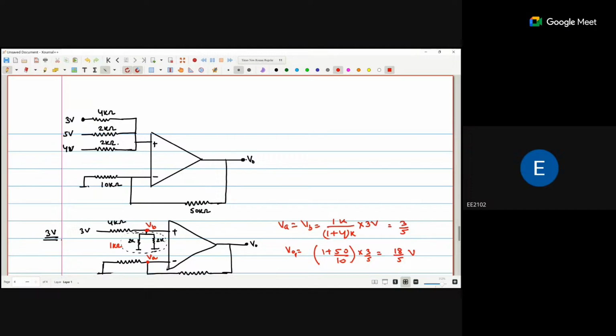Similarly, if we consider the 5 volt, the 2 and 4 kilo ohm are in parallel and connected with the ground. Okay, so for one voltage, I can just calculate. For 3 and 5 volt, you calculate and find the value of V out. Just tell me what is V out.